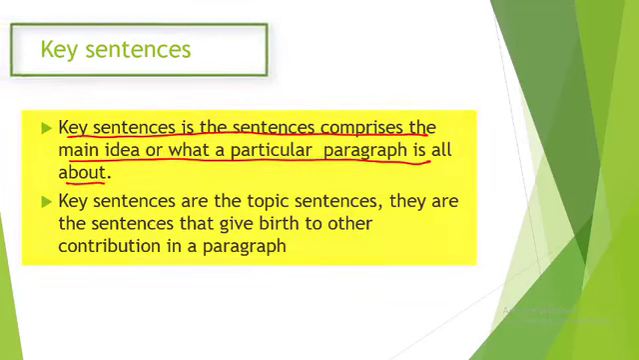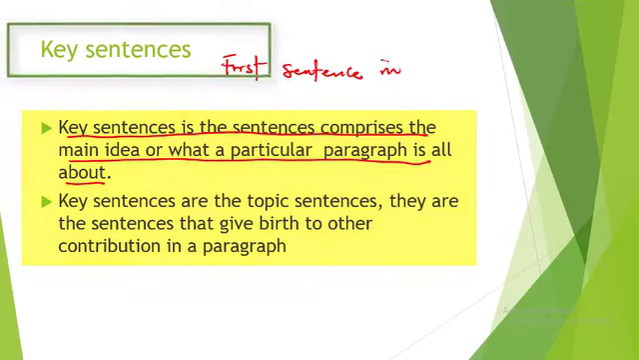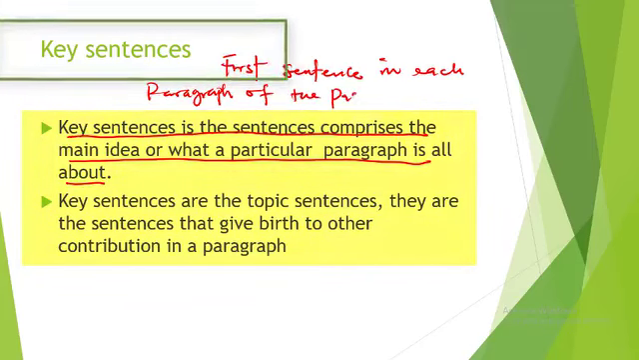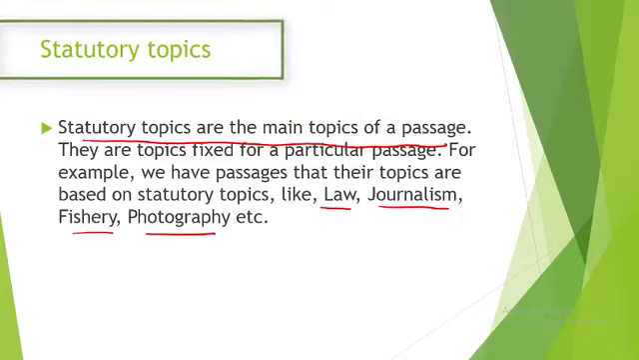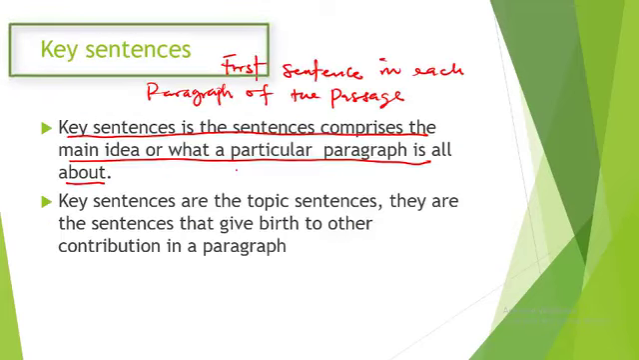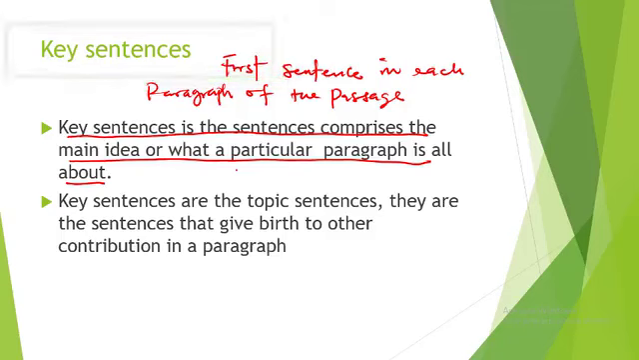And the key sentences are contained in the first sentence in each paragraph. So focus on the first sentence in each paragraph of the passage. When you do that, you would be able to locate the key sentences. So if you do that, you've successfully found out first the statutory topic, what the main topic is about. Then you find out the theme, the central idea or message. And then you find out the key or topic sentences.